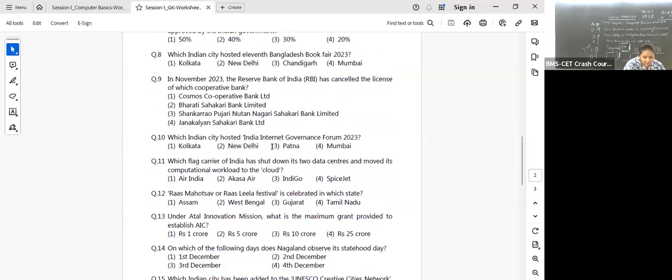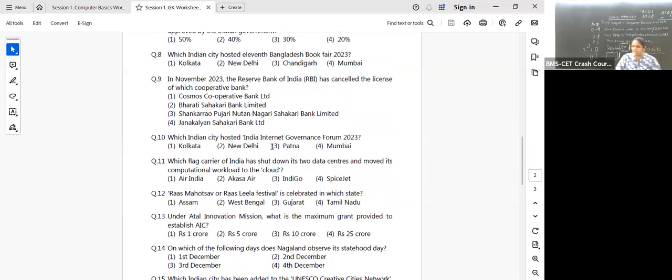Now again, next one. In November 2023, the Reserve Bank of India has cancelled the license of which cooperative bank? So it's option number 3, Shankar Rao Pujari Nutan. Yes. Option number 3. Next one, which Indian city hosted India Internet Governance Forum 2023?